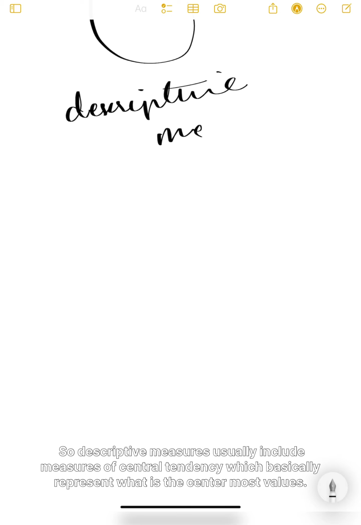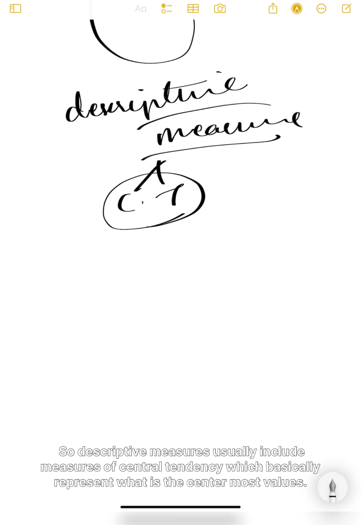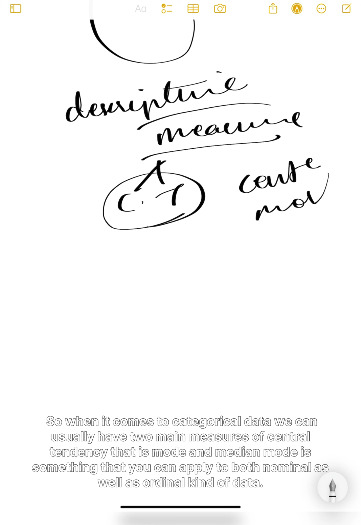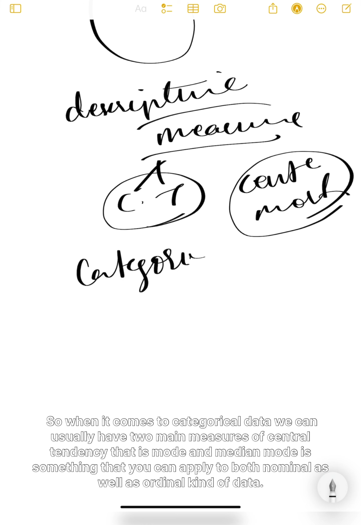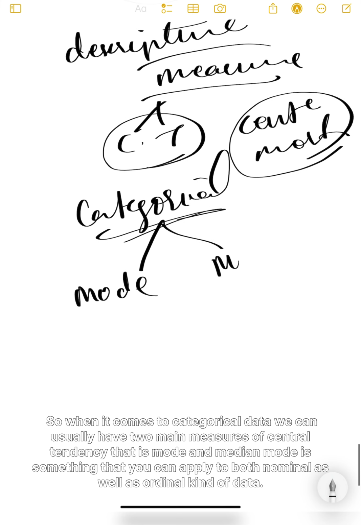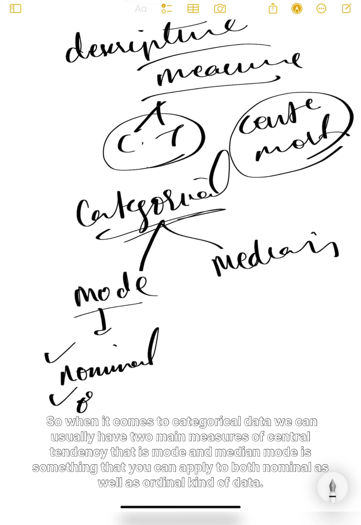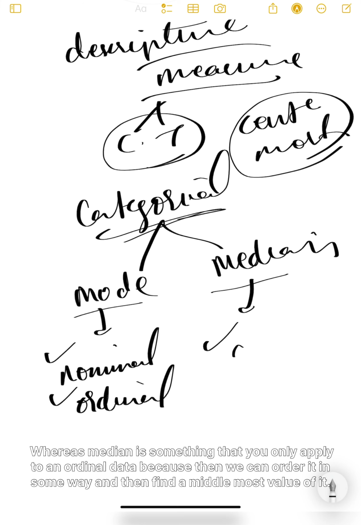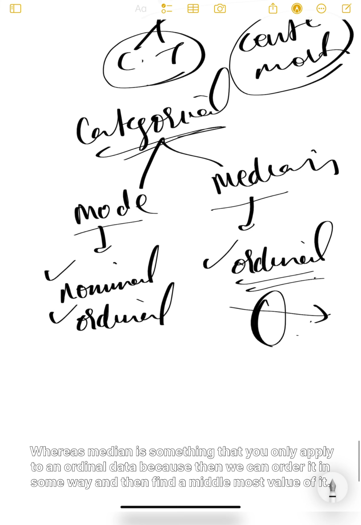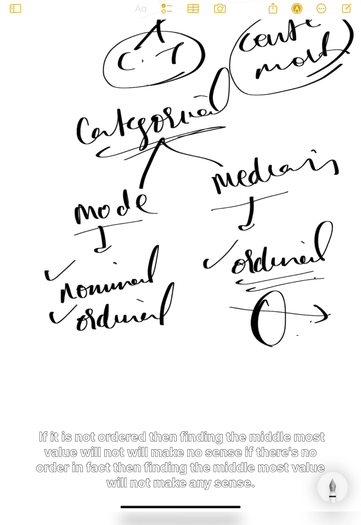So descriptive measures usually include measures of central tendency, which represent the centermost value. When it comes to categorical data, we can usually have two main measures of central tendency, that is mode and median. Mode is something that you can apply to both nominal as well as ordinal data, whereas median is something that you only apply to ordinal data, because then we can order it in some way and then find a middlemost value of it. If there is no order, then finding the middlemost value will not make any sense.